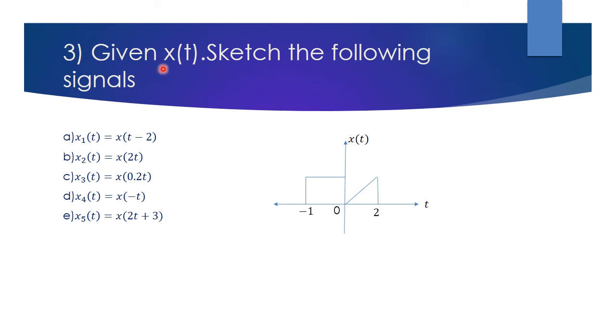Next problem. Given x of t, sketch the following signals. So x1 of t equal to x of t minus 2, x2 of t equal to x of 2t, x3 of t equal to x of 0.2t, x4 of t equal to x of minus t, x5 of t equal to x of 2t plus 3. So this is the x of t given.